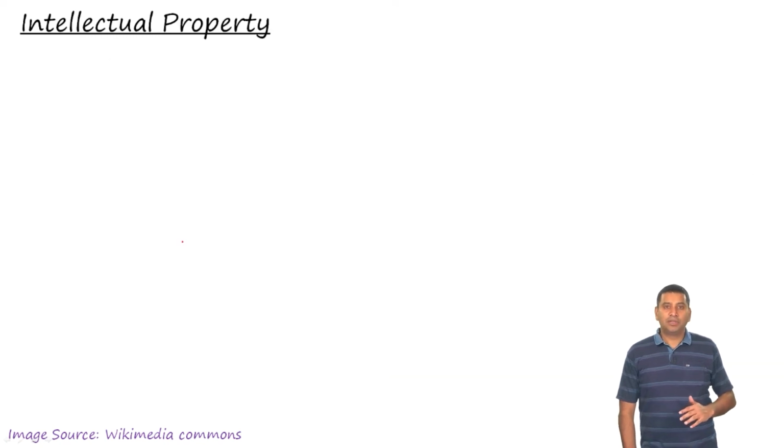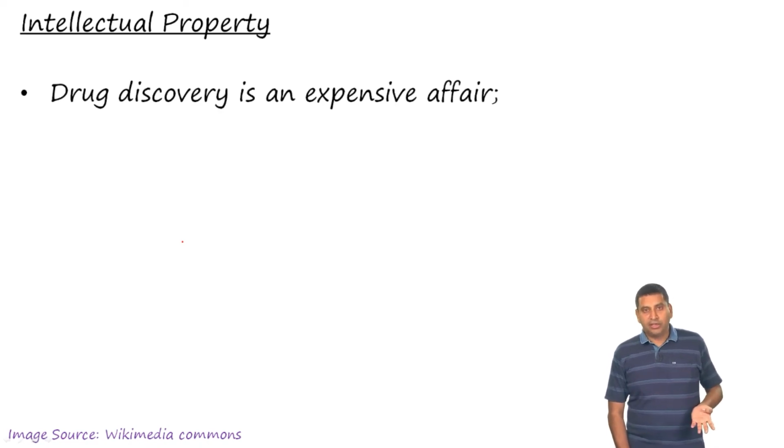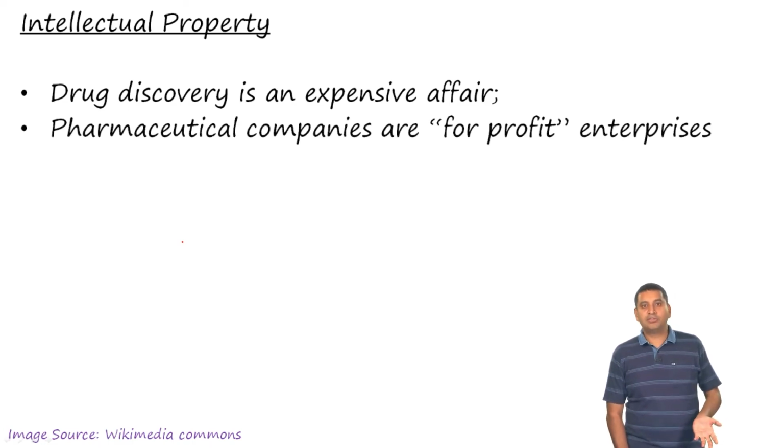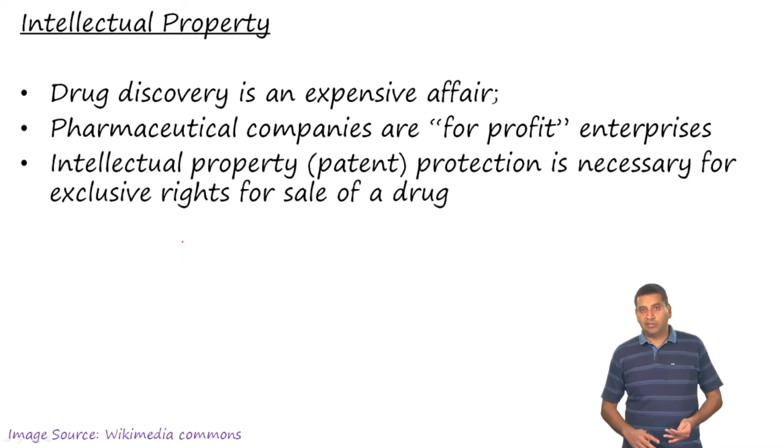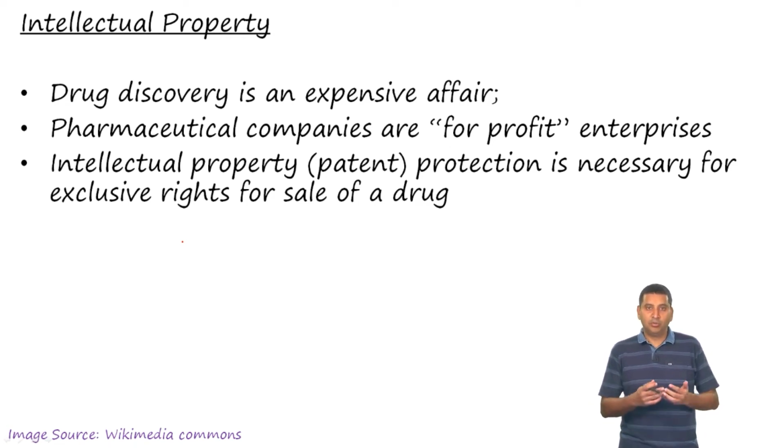Okay. Now, the next part is intellectual property. Drug discovery or lead discovery is a very expensive affair. We would typically make thousands of molecules, and we would have a number of tests that are carried out. We would also carry out animal experiments. We would also carry out other experiments which are quite expensive, and pharmaceutical companies are for-profit enterprises, and they are answerable to their shareholders, and therefore, intellectual property protection is necessary for the pharmaceutical companies to be able to make a profit out of developing a new drug.